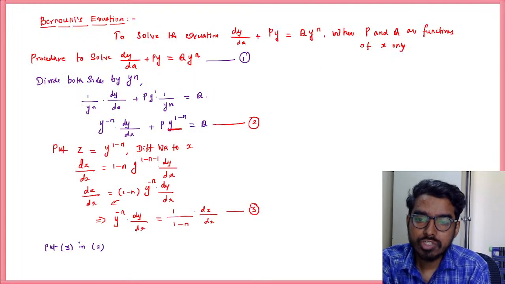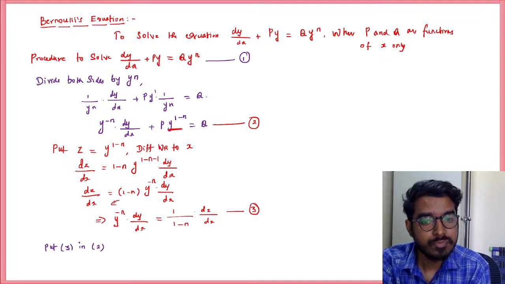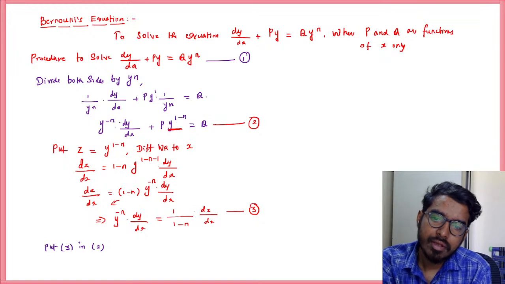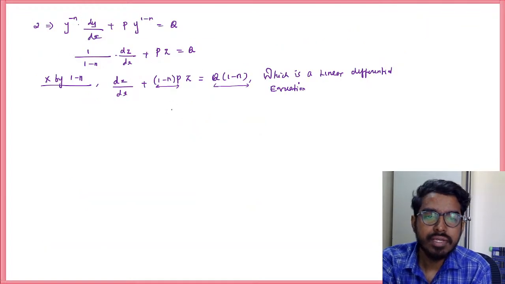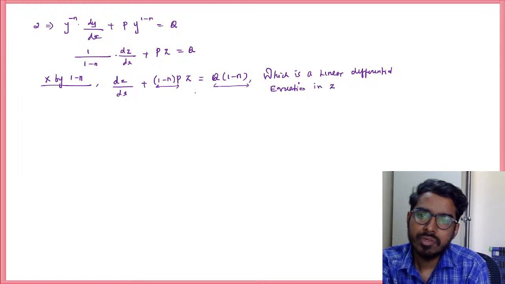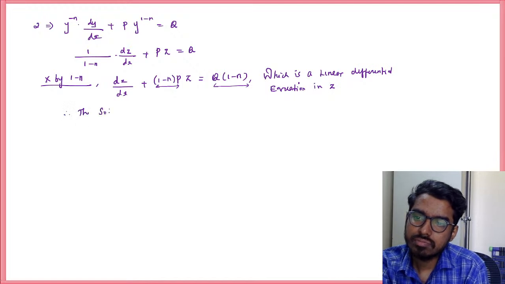That means by assuming this to be equal to z and differentiating with respect to x, you can get this value. Now with this assumption, I'm finding y power minus n dy by dx in terms of z. Substituting back here, this equation is reduced to a linear differential equation in z. Therefore, the solution is what?